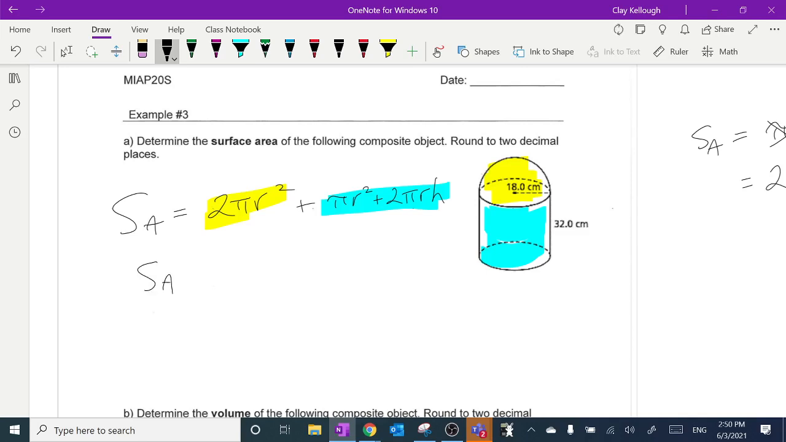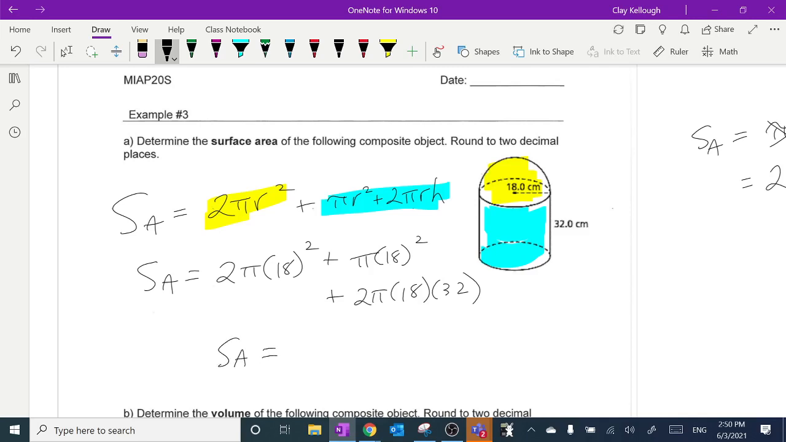So, surface area is, now I think I have all the numbers I need, right? 2 times pi, radius is 18 squared, plus pi times 18 squared. Sorry, I wrote that really bad. Let me fix that. Pi times 18 squared, plus 2 times pi times 18, and the height of this thing is 32. Okay, I don't think I'm going to try simplifying that without a calculator. It gets kind of big. I have no idea what 18 times 32 is.